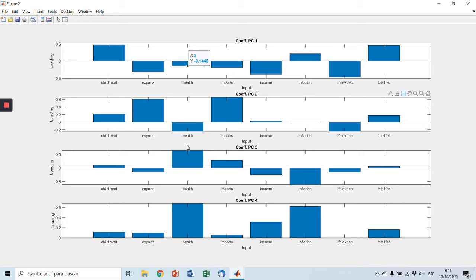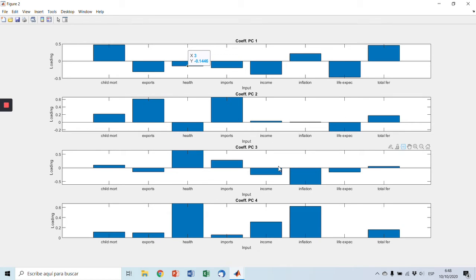And if you want to score low, then what you need to have is low child mortality, low exports, low imports, but very good health and very good life expectancy. So principal component 2 separates countries with high child mortality and total fertility and export and imports versus countries where you have very good health, very high life expectancy and low in the other variables.